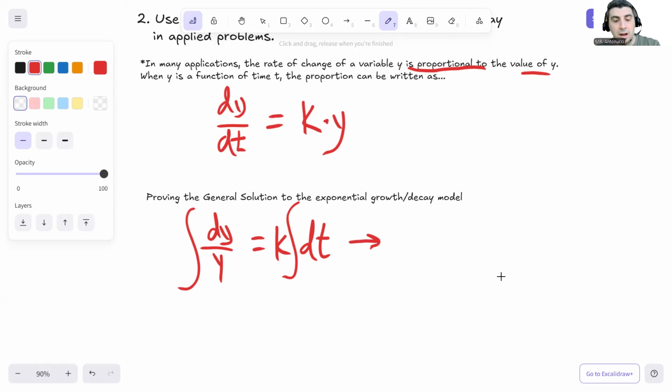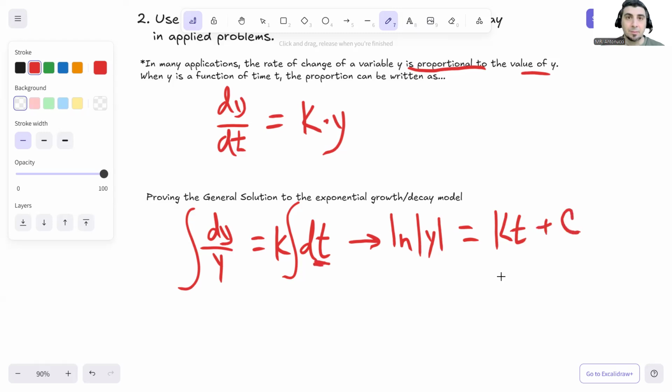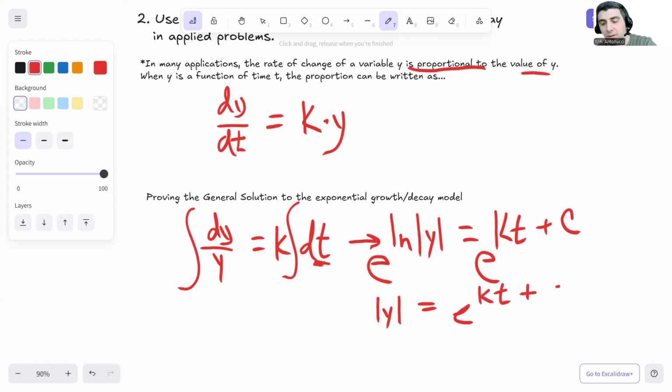So when we have dy over y, the solution is natural log absolute value of y equals, now k is a constant, so the antiderivative is going to be k times t because we're integrating with respect to t, plus c. Now we want to solve this equation for y. We could exponentiate both sides. So you'd have absolute value of y equals e to the kt plus c.